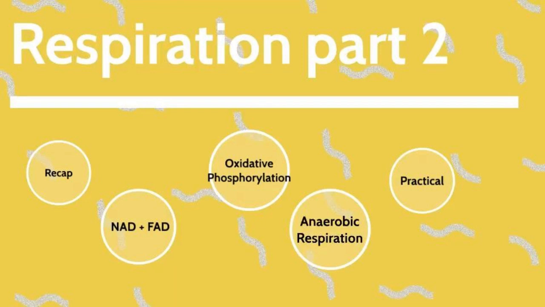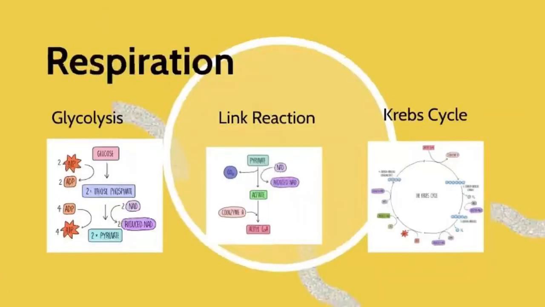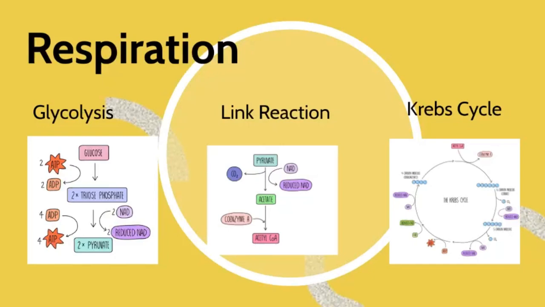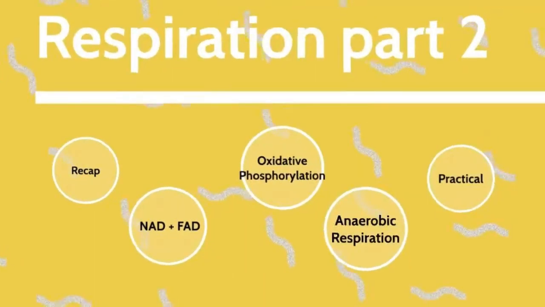So we took a deep dive into the fundamental processes of glycolysis, the link reaction, and the Krebs cycle, which are the opening 3 stages of aerobic respiration. Those 3 processes not only generate their own ATP, but they also set the stage for the final act in aerobic respiration, which is oxidative phosphorylation, which we are going to cover today. Not only are we covering oxidative phosphorylation, we're going to look at how you measure the rate of respiration and also look at anaerobic respiration.